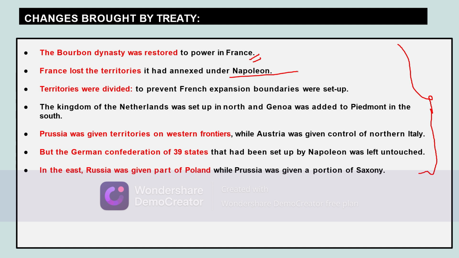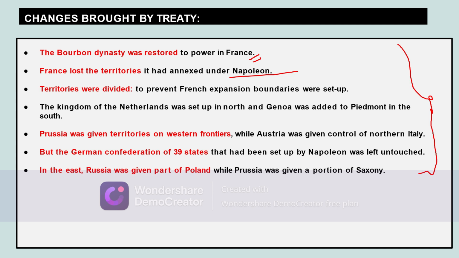Territories were divided to prevent French expansion. Boundaries were set up. So around France, so many territories were put up such that France would never expand in the future. And those territories that France had annexed under the reign of Napoleon were divided among Britain, Austria, Russia, and Prussia. For example, Russia took over Poland.